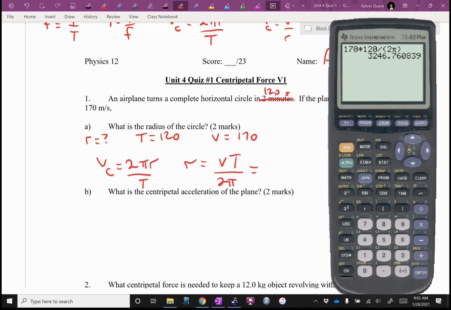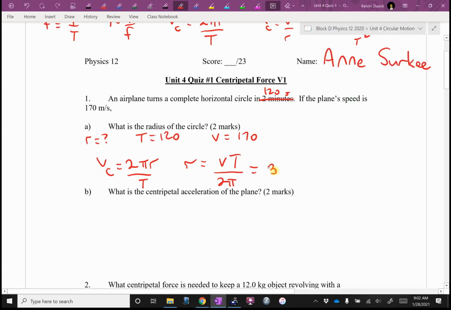How long did it take to make the circle? 2 minutes. 2 minutes is a fair bit of time. You know what? A 3-kilometer radius, that's probably about right for an airplane. I'm okay with that. At first it made me nervous, and I thought about it, and I went, no, actually, I'm good with that. So I'm going to write 3,250. If you said 3,240, I'd take a half mark off, learn to round off.